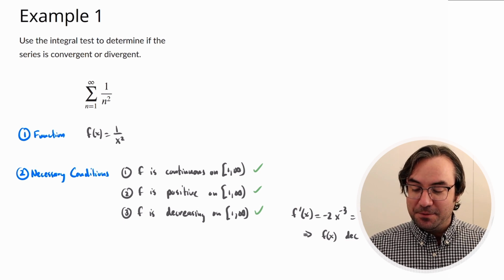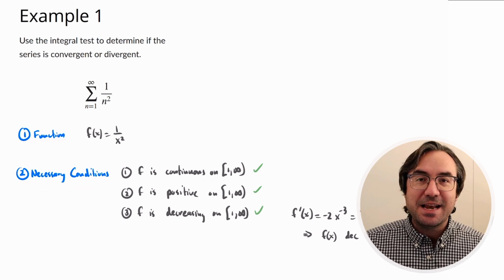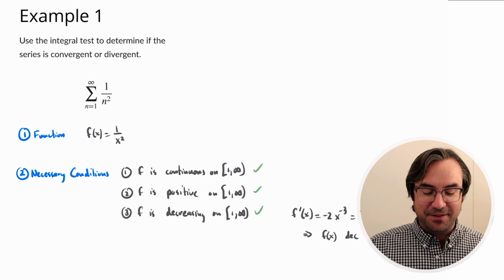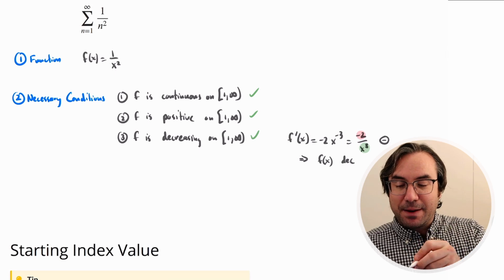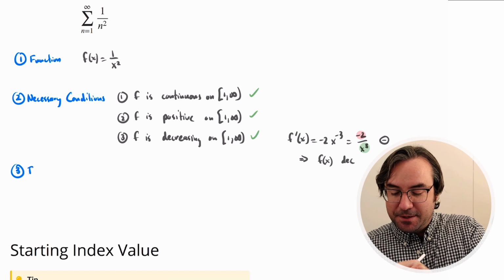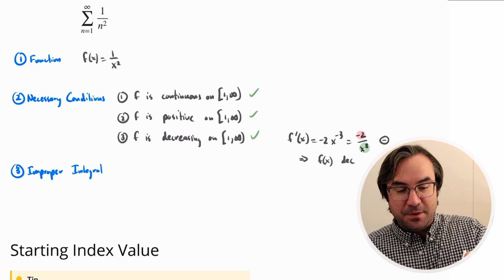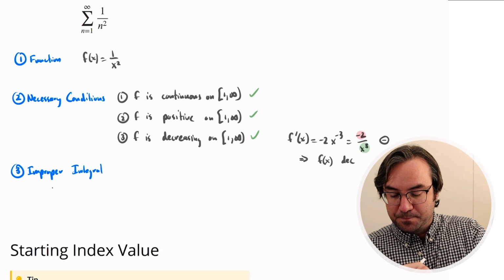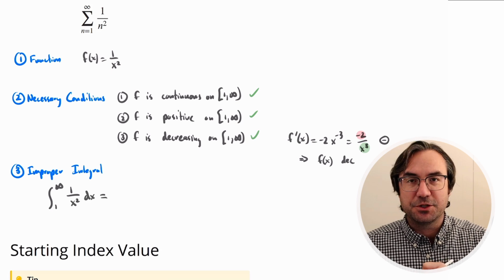All right, so now we've stated our real variable function. We've got our necessary conditions. Now we get to the fun part. So this is all kind of the bookkeeping stuff. Now we actually get to the improper integral portion. All right, so we're going to calculate the integral from 1 to infinity of 1 over x squared. So our real variable function here.